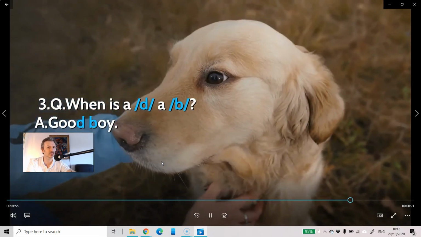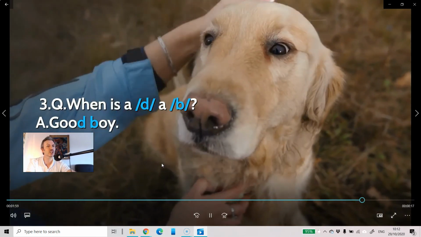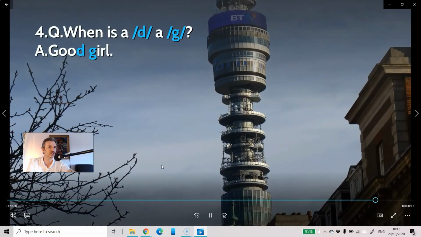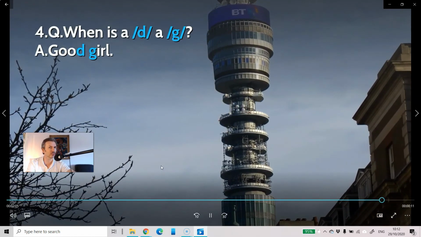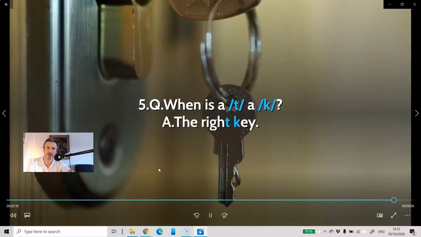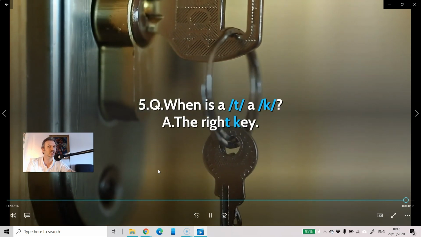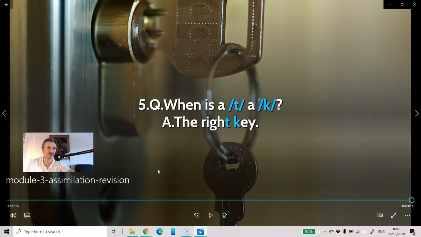3. When is a d a b? The answer is good boy. 4. When is a d a g? The answer is good girl. And 5. When is a t a k? The answer is the right key.